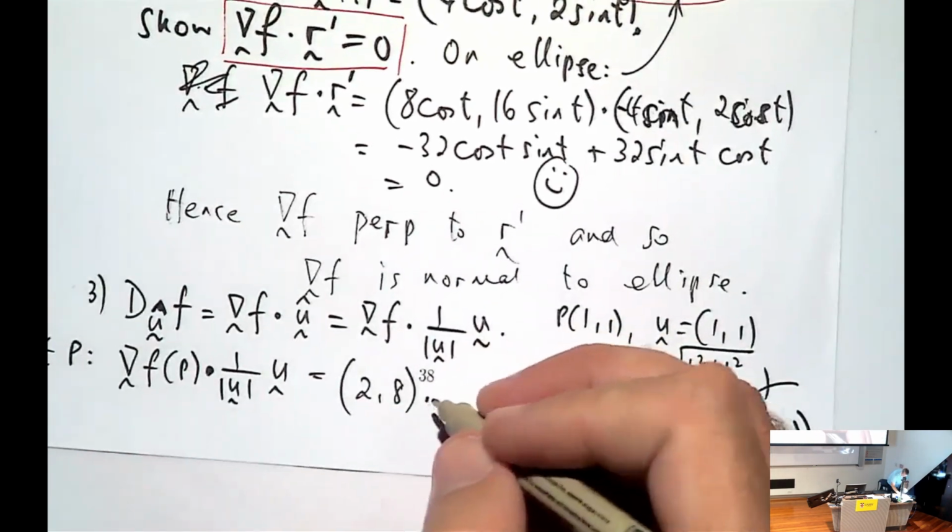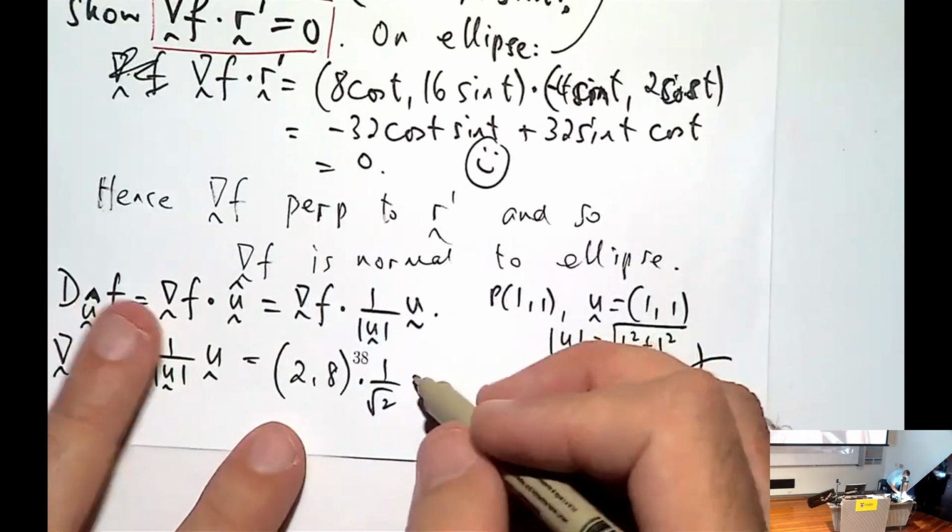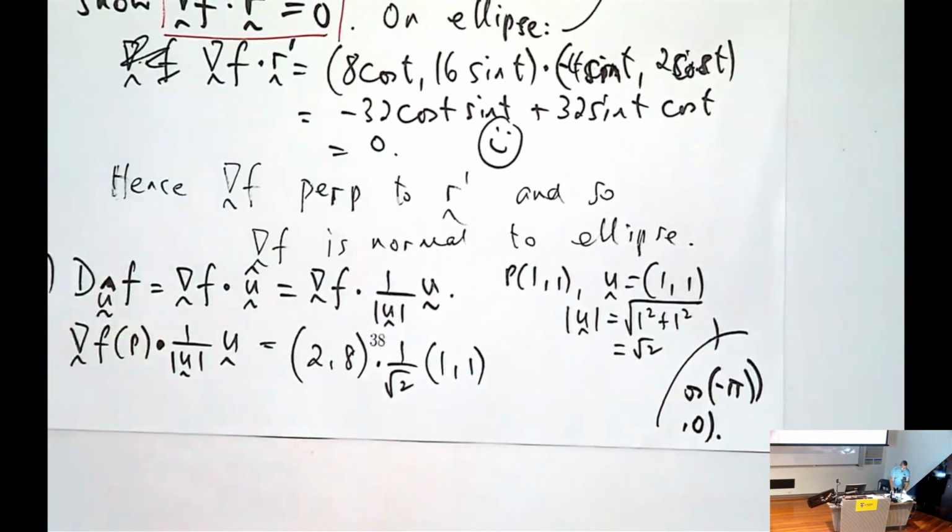Okay, so we're dotting. Think back to the dot product. How do you do a dot product? I've forgotten. Well, you work with the components. 2 times 1 plus 8 times 1. And you multiply by 1 on root 2 in this case.